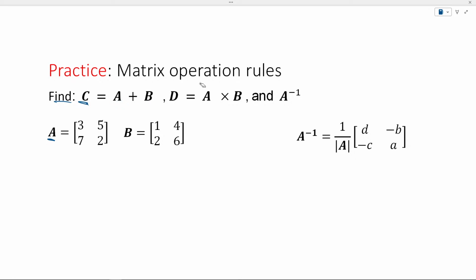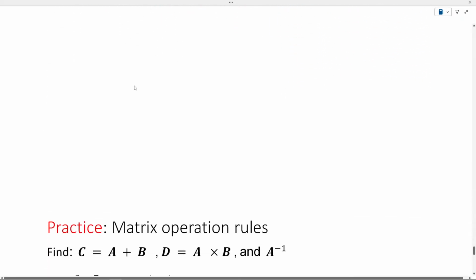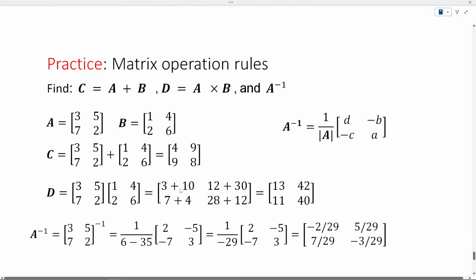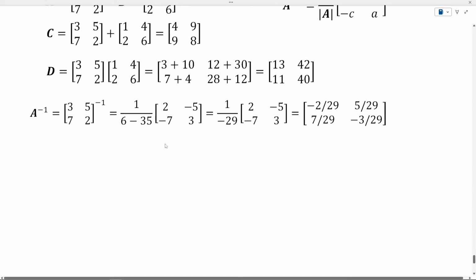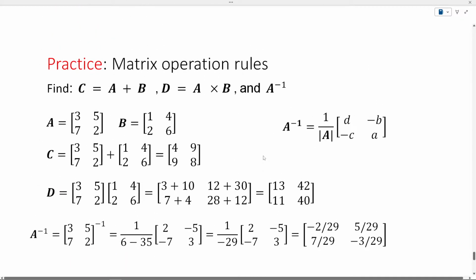And I'm telling you matrix D is equal to A times B. So try to find matrix D and also find the inverse of matrix A. I'm giving you the rule here for the inverse of matrix A. So pause this video and try to do it. If I did this correctly, this is the answer that I got. And if you can do this, you have a similar homework problem which you can also do. So this is this guy here, and this is this guy here.